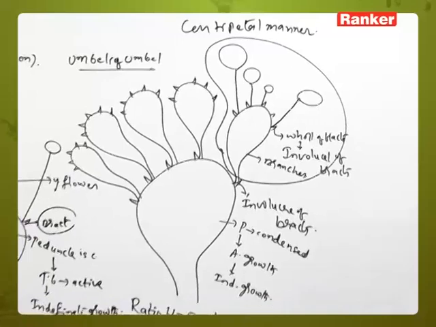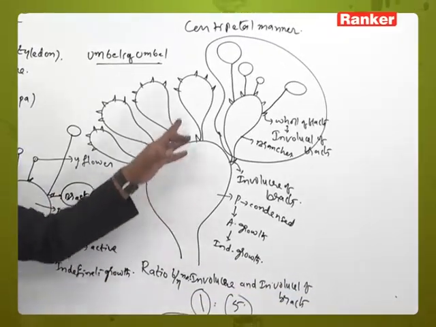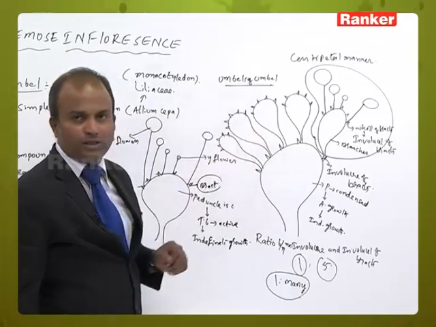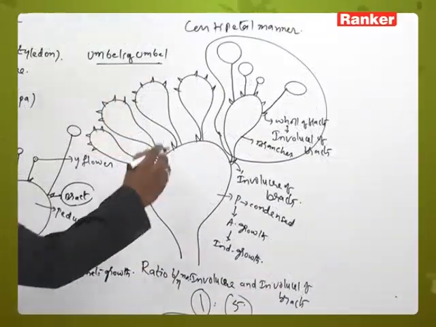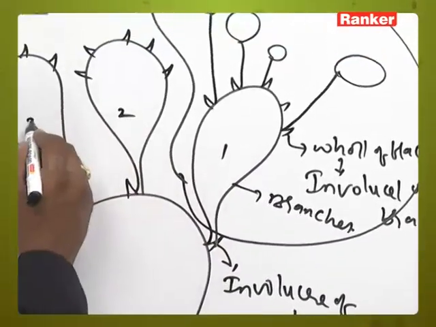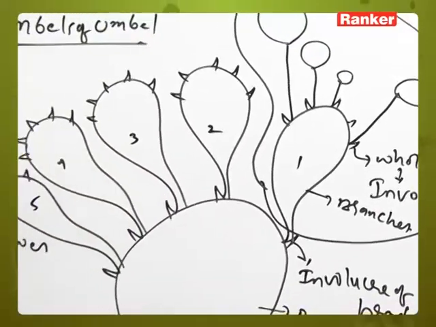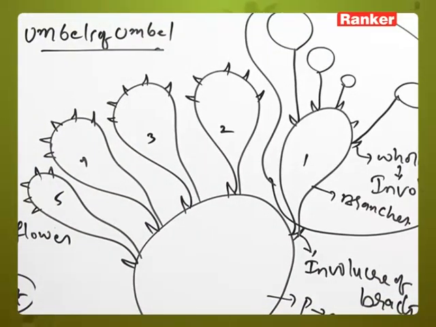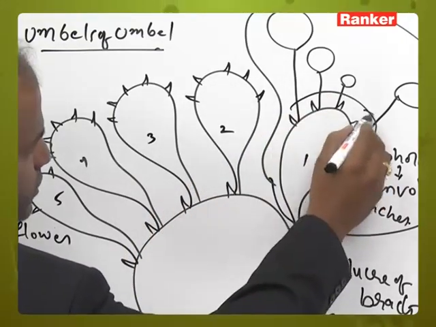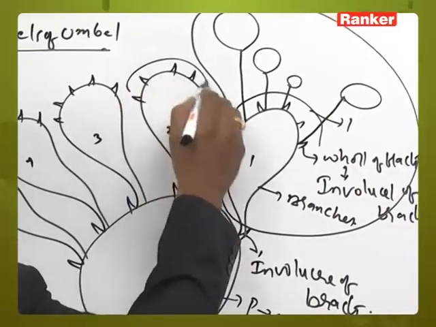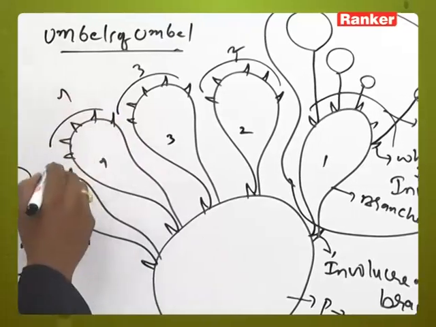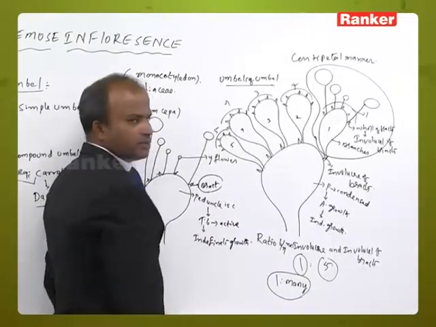Now one more thing here, the number of bracts in involucres. Can you tell me the number of bracts in involucres? That means how many involucres are present? 1, 2, 3, 4, 5 branches. 5 branches are present. That means how many involucres? This is one involucre of bracts. This is the second involucre, this is the third involucre, this is the fourth involucre, and this is the fifth involucre.